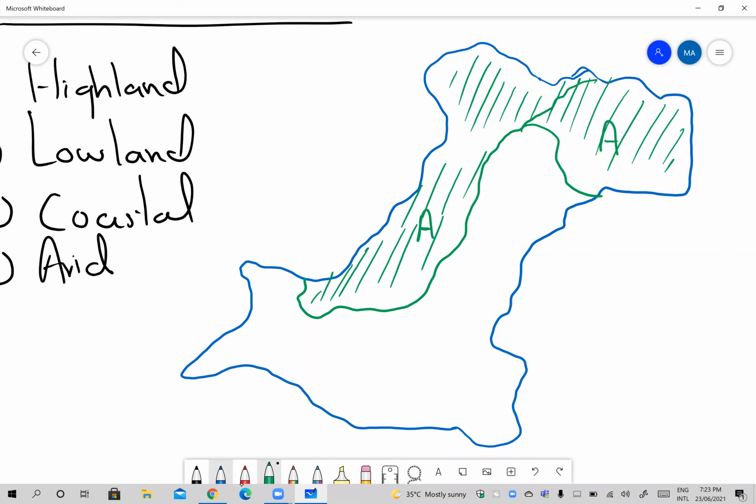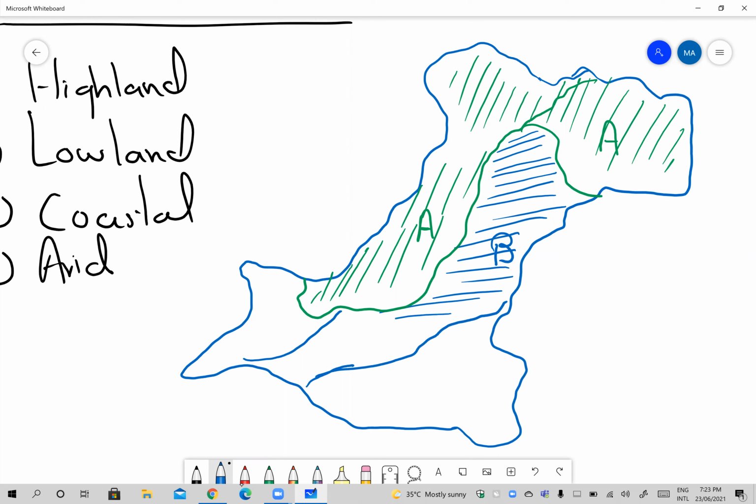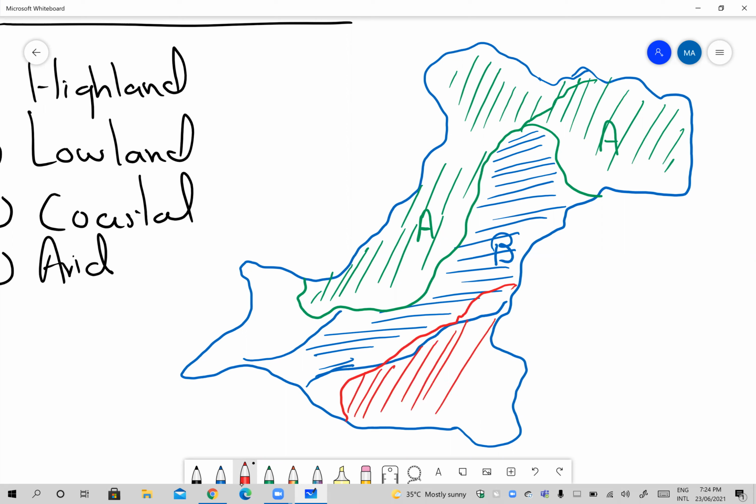The second one is here. This is B. This is the lowland climate in blue. And the climate in red one here, this is D, sorry. And the one that I'm drawing in black here, it's also D. Sorry, I need to draw this.